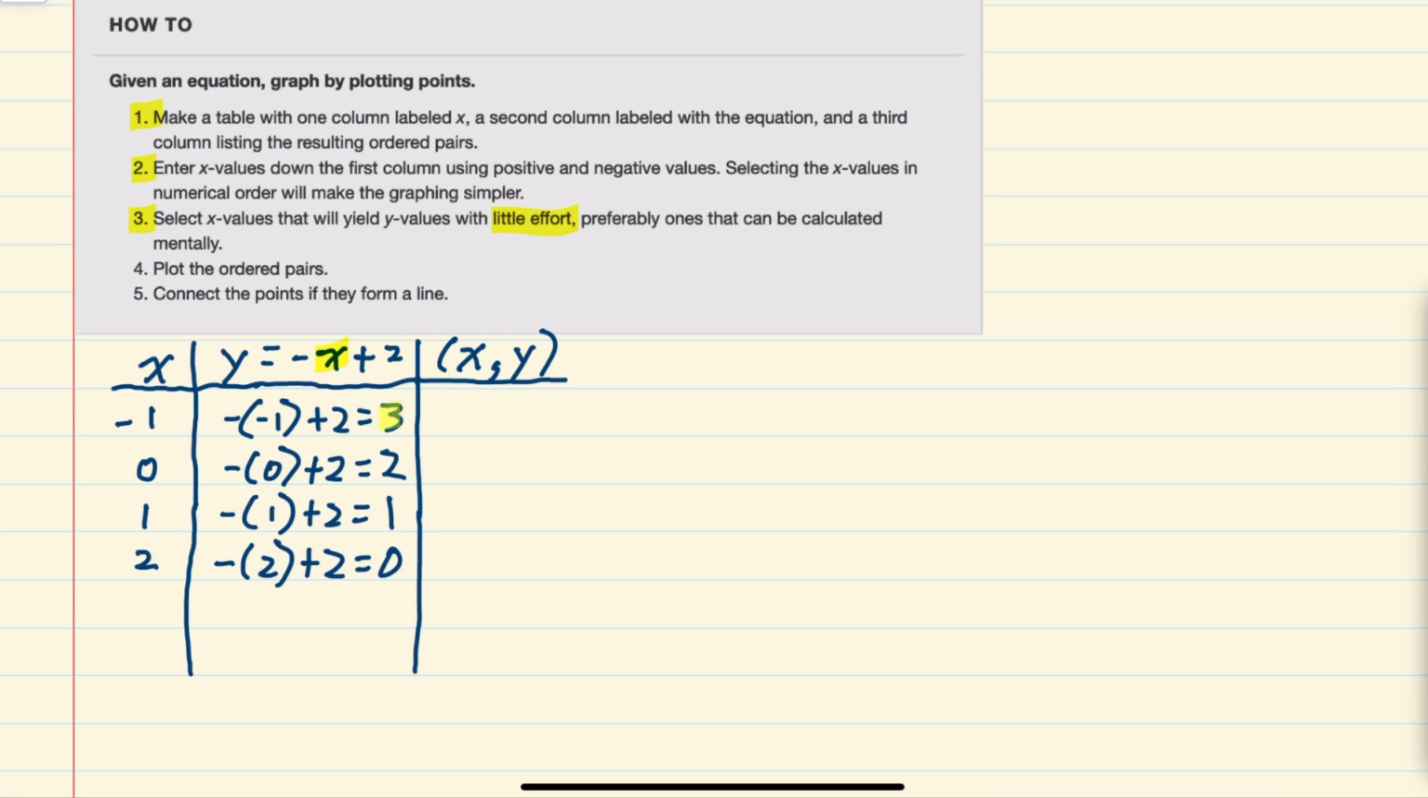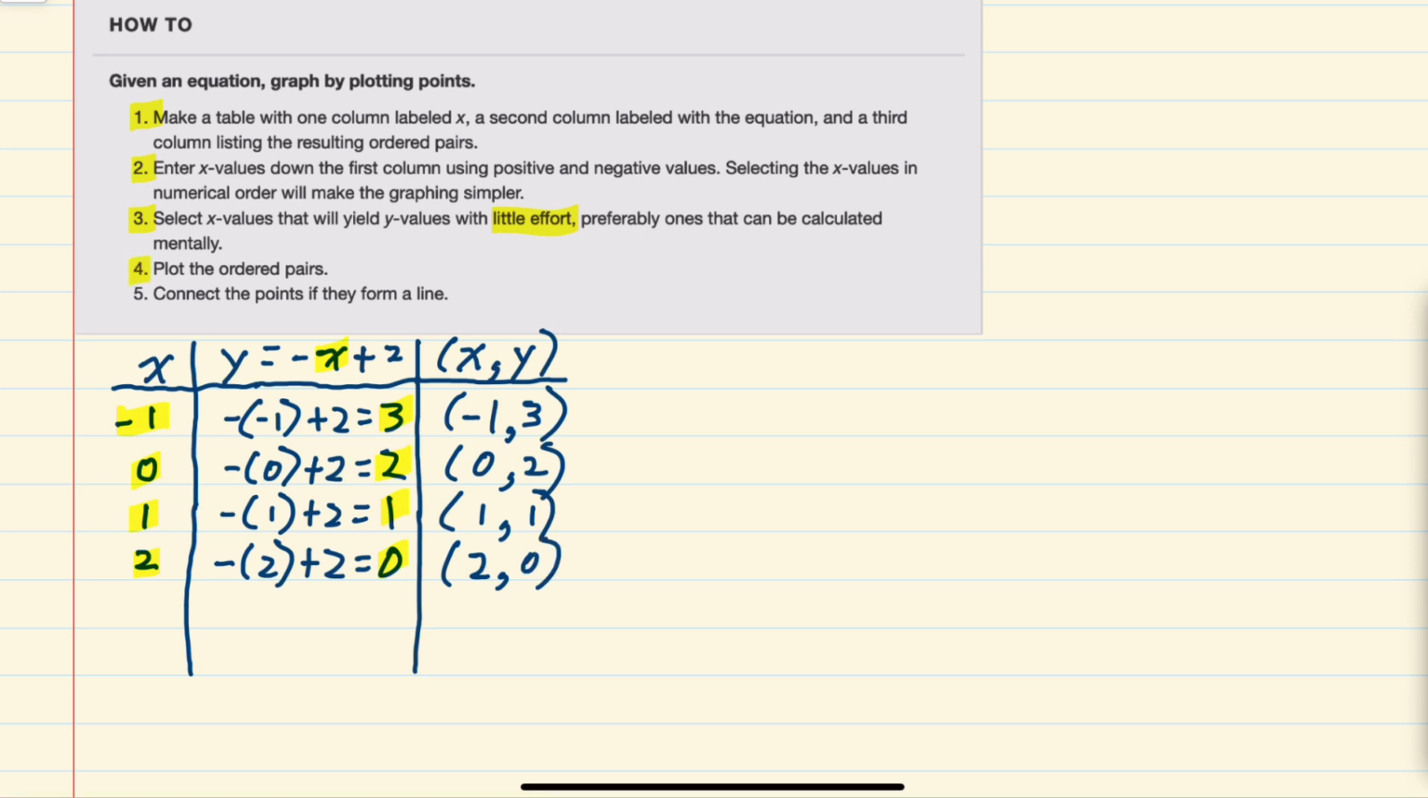Now that I've found these y values, I can combine them with the x values, and I would have the ordered pairs negative 1, 3; 0, 2; 1, 1; and 2, 0. So I've got 4 ordered pairs.